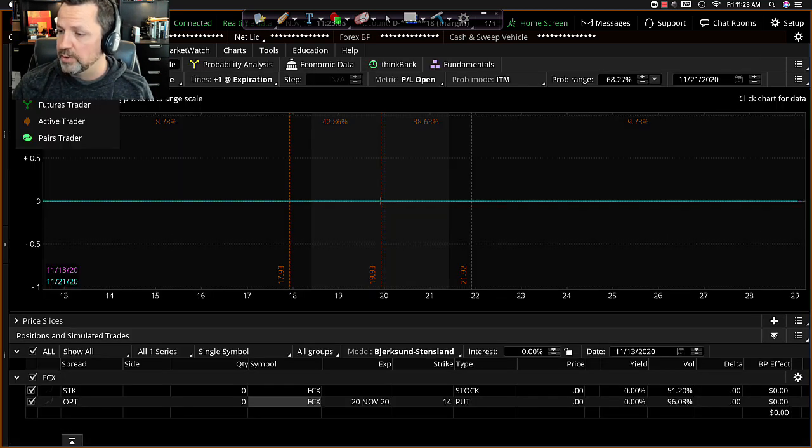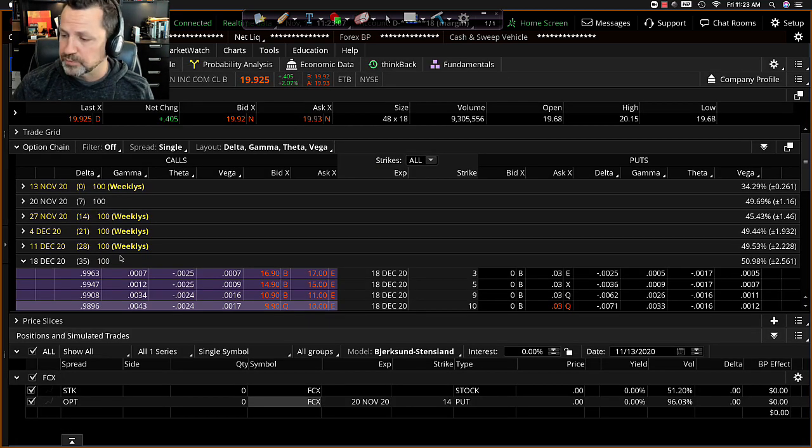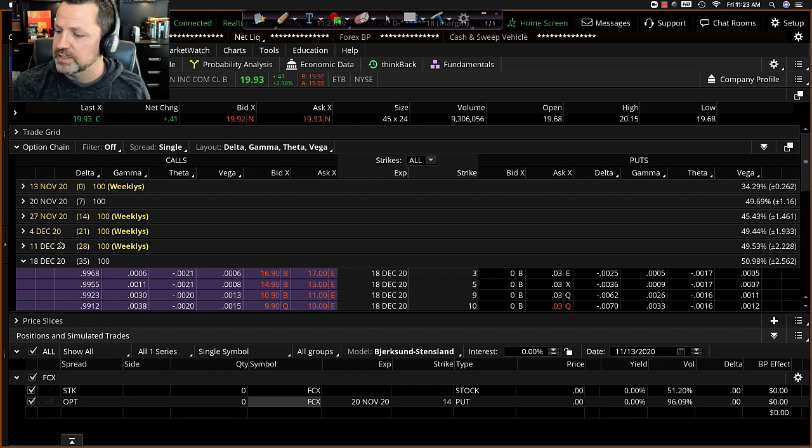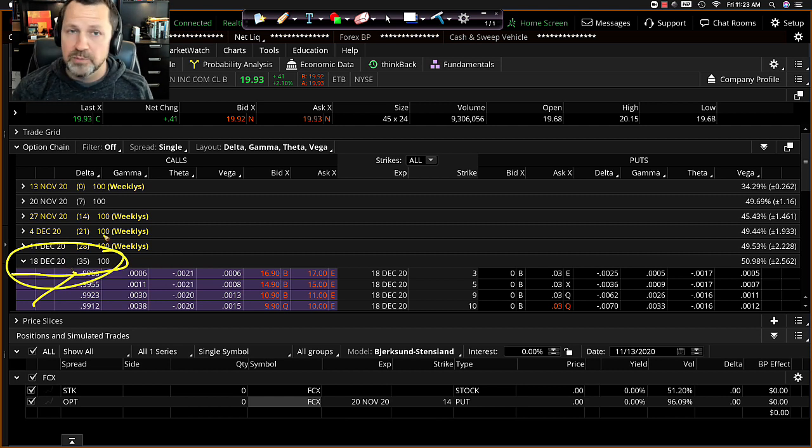So now I'm going to add a simulated trade here, and I'm going to go out to the December 20th contracts, another 35 days. So I'm going to these contracts right here, and I'm going to sell a put, and I'm going to follow my simple rules on this.